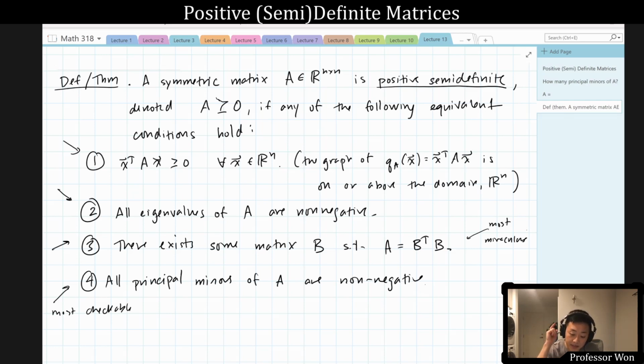Okay, that's positive semi-definite. Now you should ask, well, what about positive definite? What do I need to change here, right? It should be a stronger definition. In part 1, for example, it should be greater than 0. And you might guess that part 2 is that all eigenvalues are positive. That's true, actually. I don't know if you'd have any guesses about 3 and 4, though.